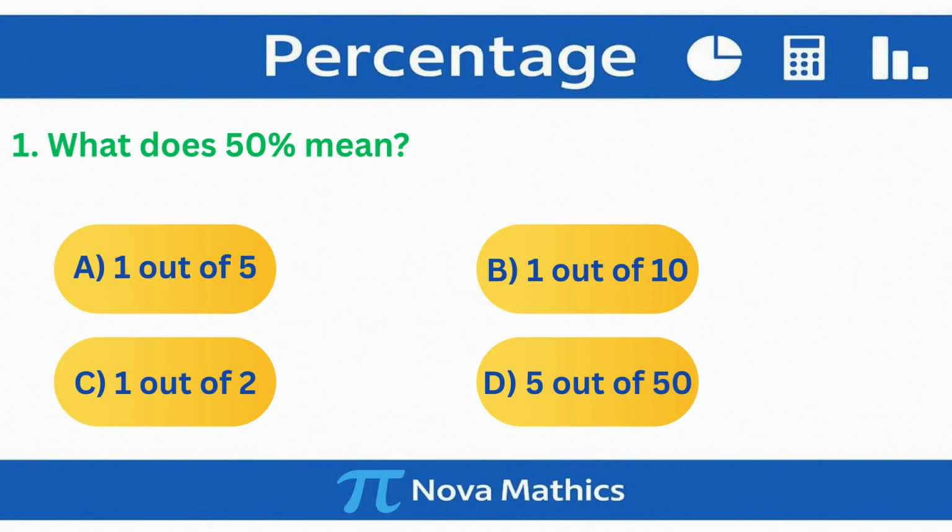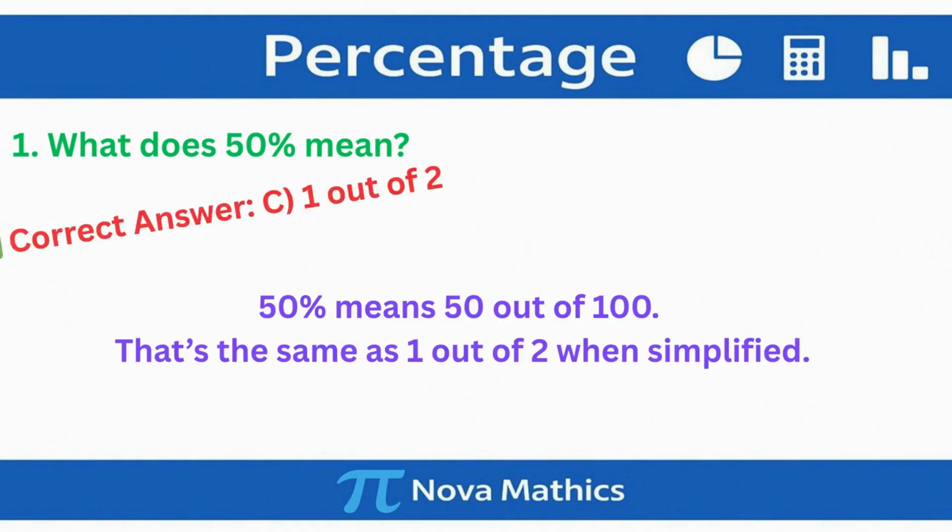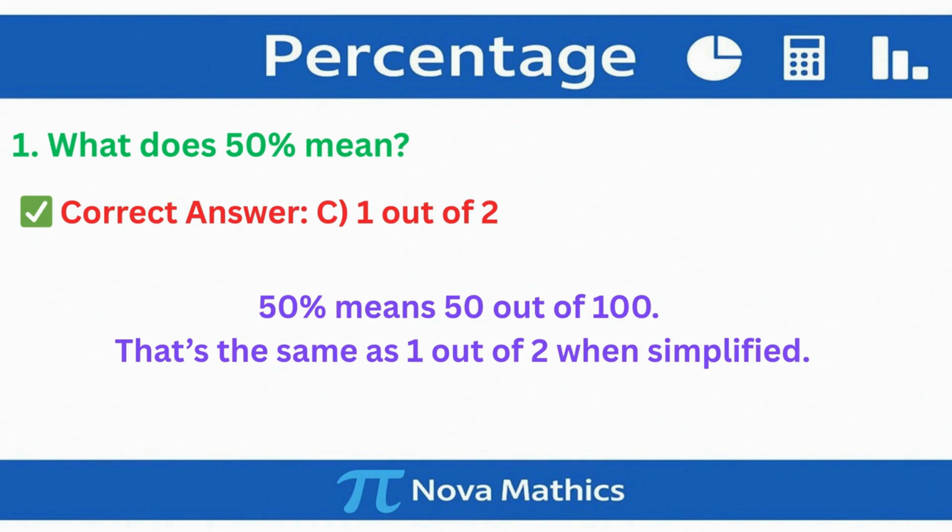1. What does 50% mean? Correct answer is 1 out of 2. 50% means half. That's like 1 out of 2.